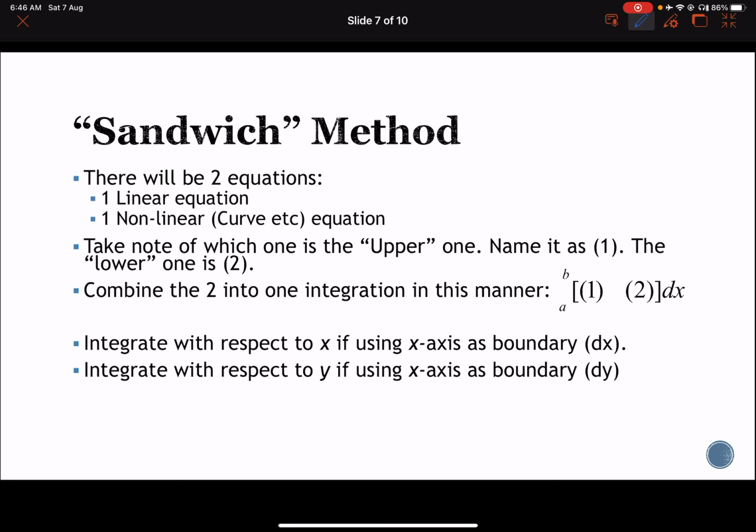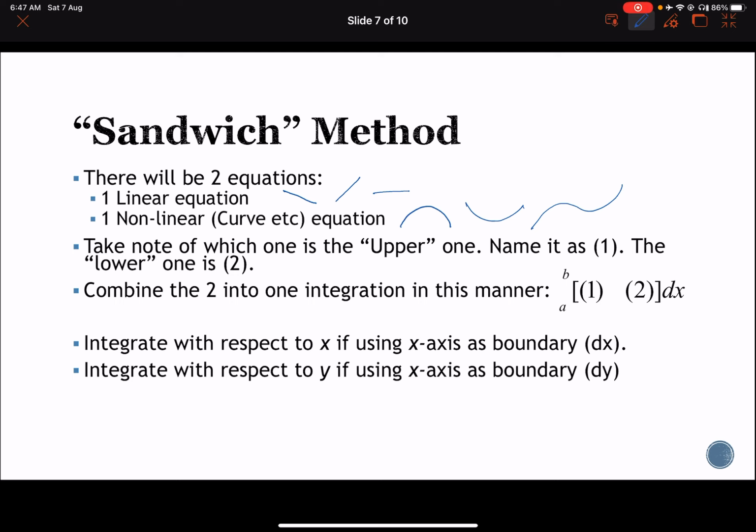So in a nutshell, this is the summary for the sandwich method. There'll be two equations, one linear, so it can be this way, this way, or this way, and you have a curve. Whatever the curve is, it can be this way, or maybe part of it. So you will have a linear and a non-linear.